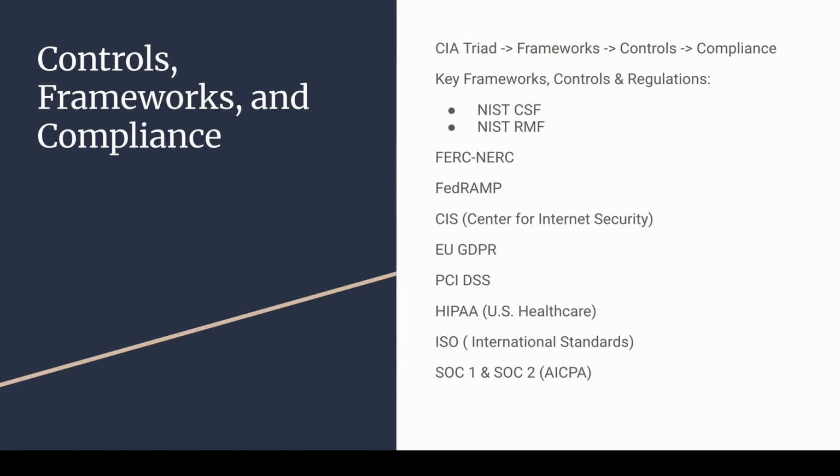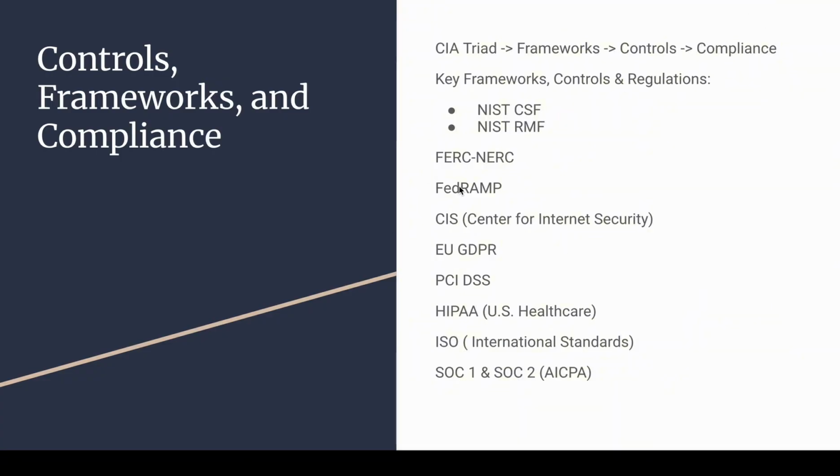All right. So controls, framework, and compliance. Security works when principles, frameworks, controls, and laws all support each other, right? So think of it as the CIA triad to framework to control to compliance. Each layer reinforces the next. Compliance is following internal standards, external laws, and regulations, things like that.